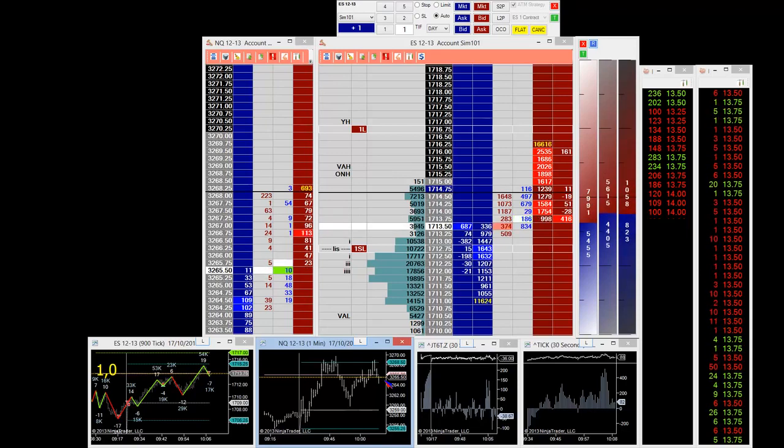So again, what we could do right now, we could say, okay, if we want to exit this trade right now, is there anything else that we can look at to lean on?